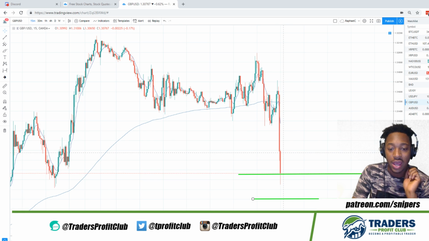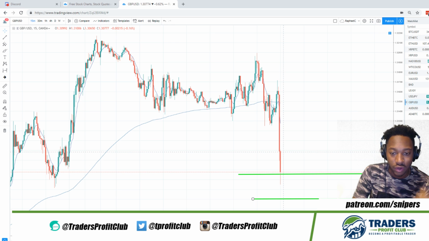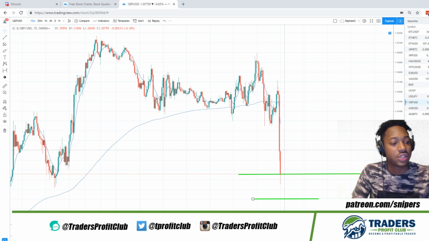So what do you want to look for? Never go on the first candle to the downside. Always wait for 3 candles to form before you make a position. Reason being, look for morning stars, look for evening stars, right? Other things in that nature.